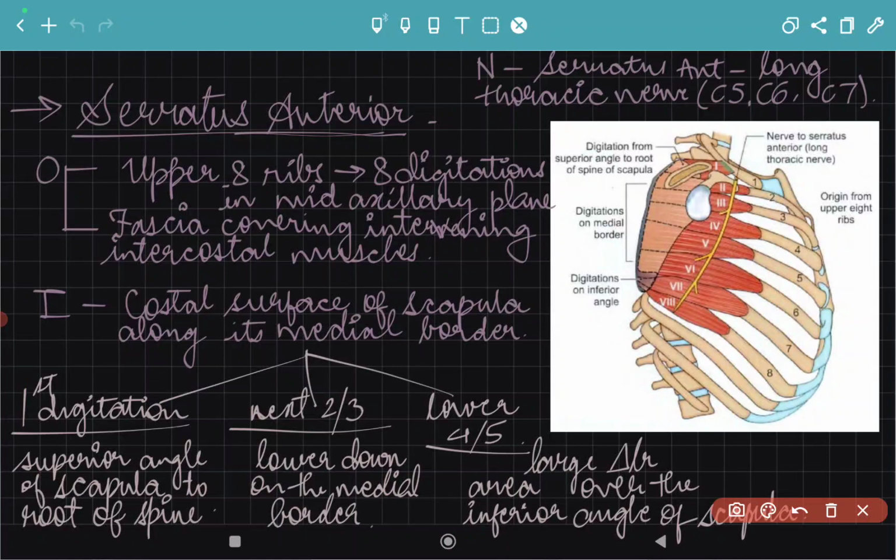Apart from that, the nerve supply. So we can see here nerve to serratus anterior is long thoracic nerve with nerve roots C5, C6 and C7. So this will supply the serratus anterior, can be appreciated over here in yellow color. So that is nerve to serratus anterior, long thoracic nerve.